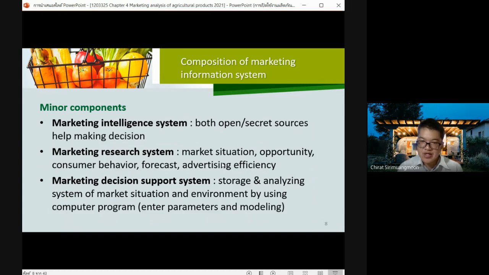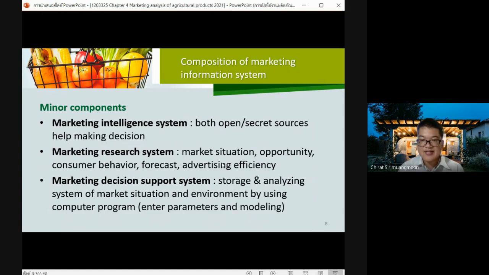Or you might collect some information in terms of opportunities for the market. Collect information in terms of consumer behavior, forecast, and also the advertising efficiency. So how well you use some advertisement, and the consumer or the company have some benefits from that. So this is how the marketing research system works.